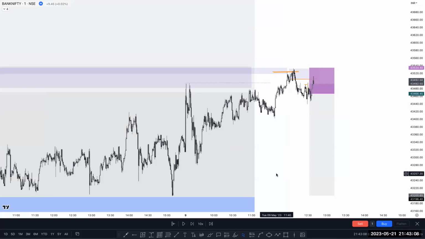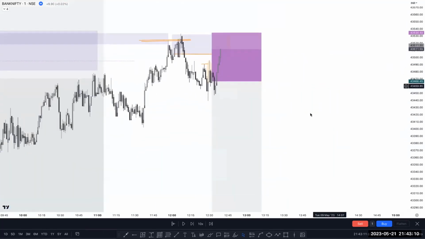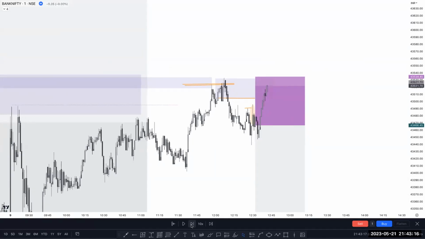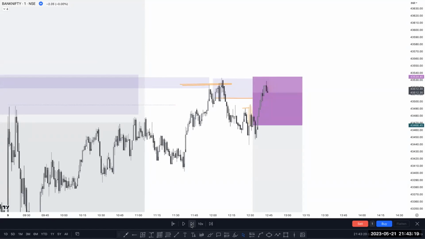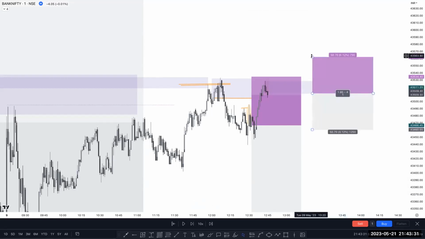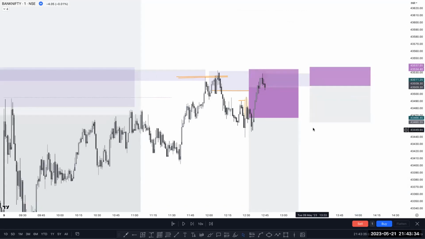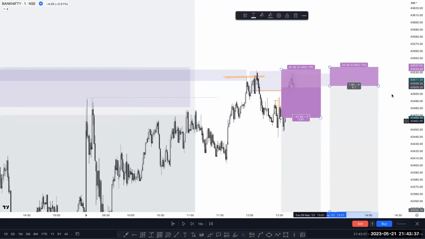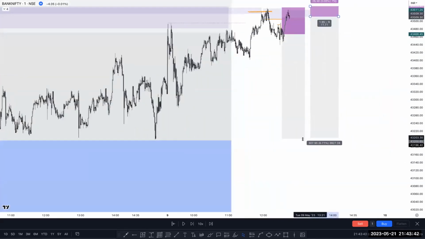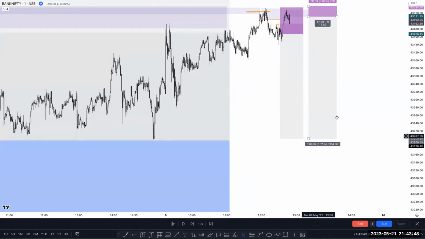Let's see. Okay. Tap here and wait for it to create a single candle order block also for additional confirmation. Okay. All right. Okay. This one. And this is our next possible entry here. Okay. And let's see.